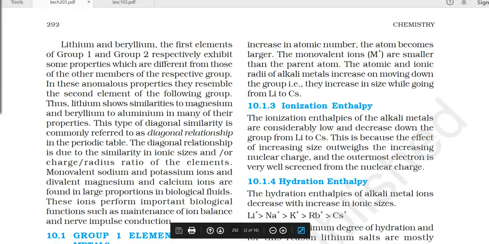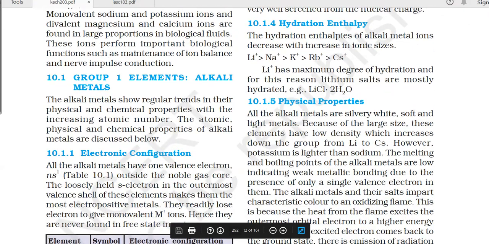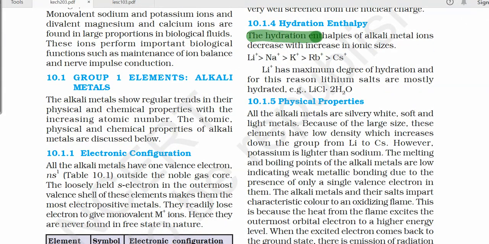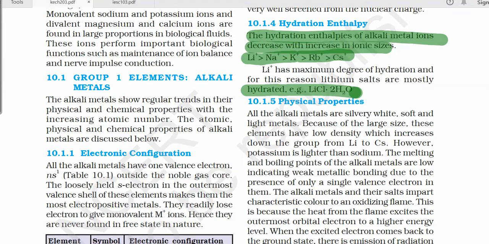Next is the hydration enthalpy. The hydration enthalpies of alkali metal ions decrease with the increase in ionic size. It means that lithium will have the highest hydration enthalpy in comparison to sodium, then potassium, then rubidium, and then the cesium ion. The lithium ion has the maximum degree of hydration, and for this reason lithium salts are mostly hydrated salts. We will see that lithium salts form mostly hydrated salts in comparison to the other salts present in this group.